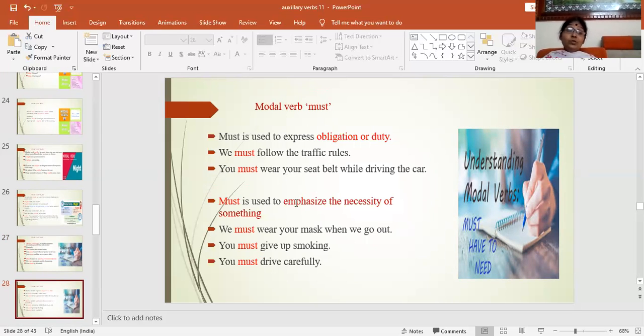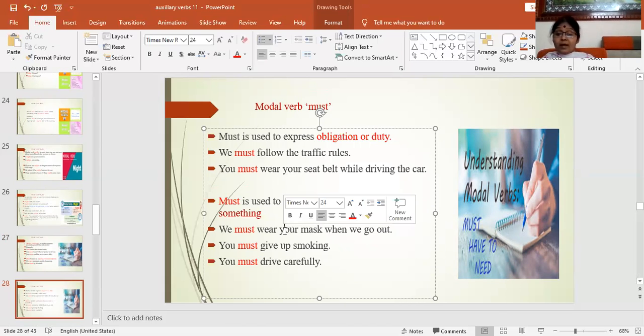Must is used to emphasize the necessity of something. We must wear our mask when we go out, emphasizing that. It is a necessity in today's times, right?